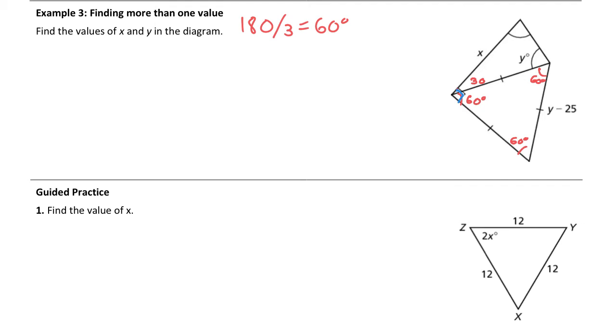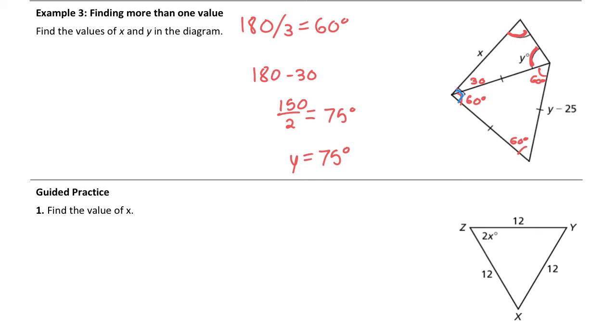Now, if this angle is 30, knowing that this triangle is isosceles, I could do 180 minus 30 is 150, and that 150 has to be divided equally between these two angles. So that means it's 75 degrees, making y equal to 75 degrees. So that one takes some critical thinking.